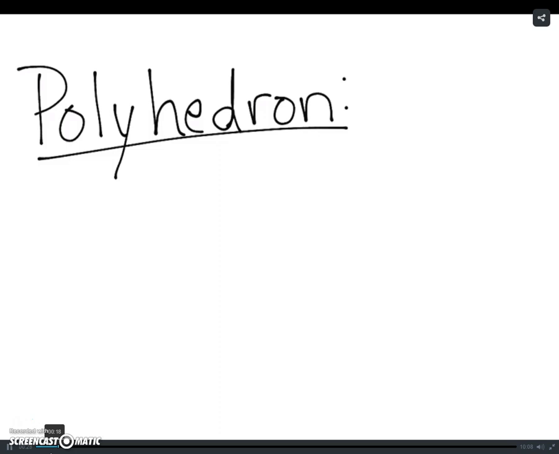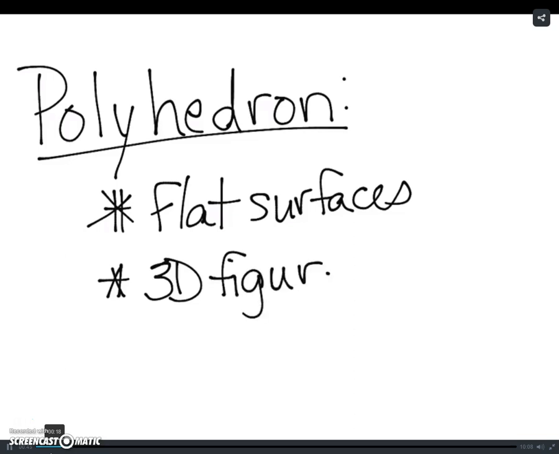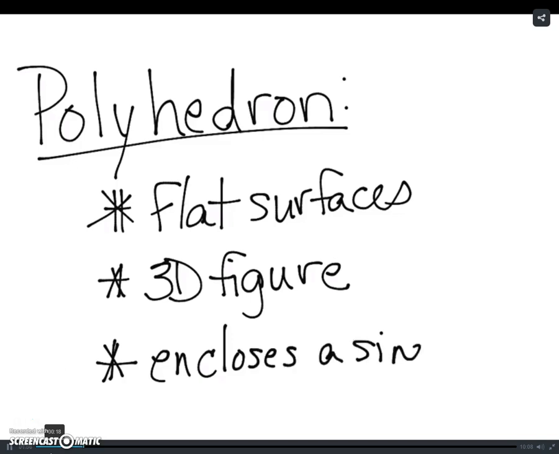So it has to be made up of flat surfaces. It's a 3D figure, meaning it's going to have length, width, and height. And it's only going to enclose a single region of space. And we'll talk about that more a little bit later. It encloses a single region of space.